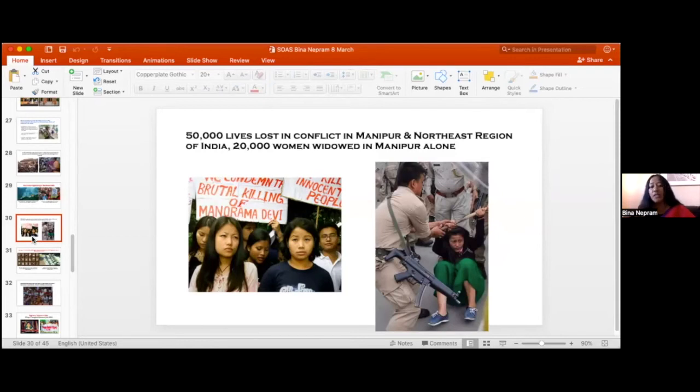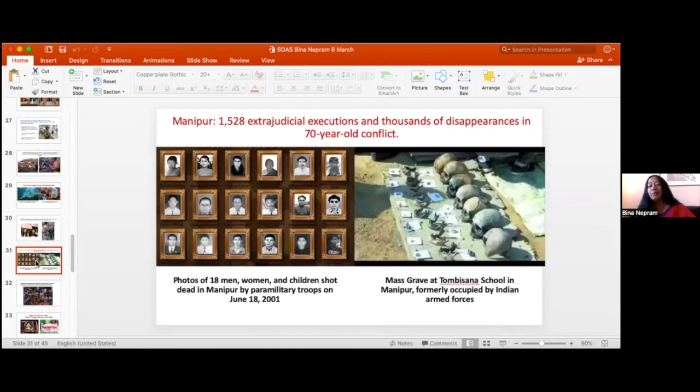I've lost my 14-year-old niece in a bomb blast in this region. And I have seen so many of my classmates and many of my family who have died. Mass graves in Manipur. Photographs of young men between the ages of 19 to 40, who are suspected, shot and killed extrajudicially.